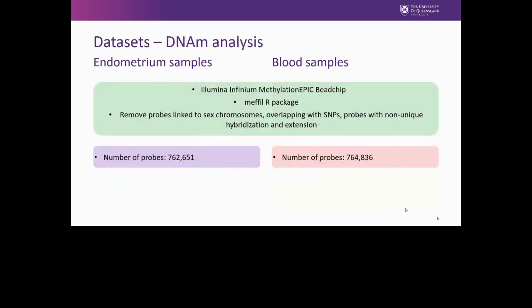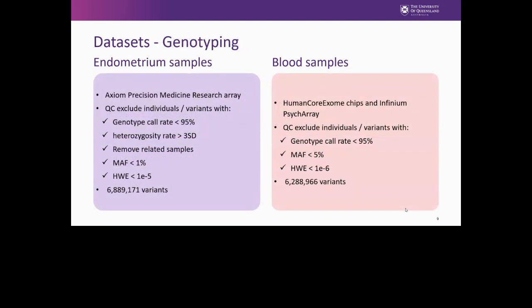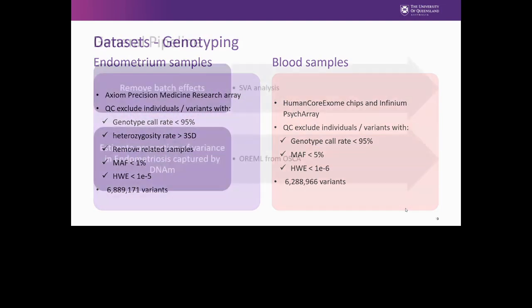So we've analyzed the DNA methylation data of our data sets using Illumina microarray. And after QC, we have a total of around 700,000 DNA methylation probes to analyze. And apart from collecting DNA methylation data, we also perform genotyping on our samples as well. So these are QC parameters that we use. So after QC, we ended up with around 6 million variants.